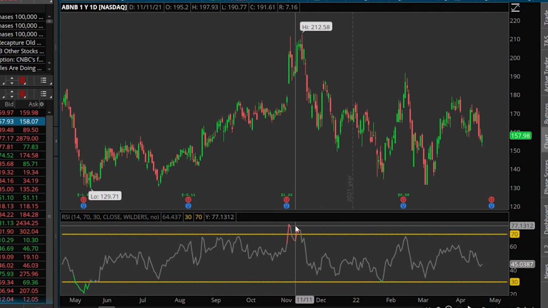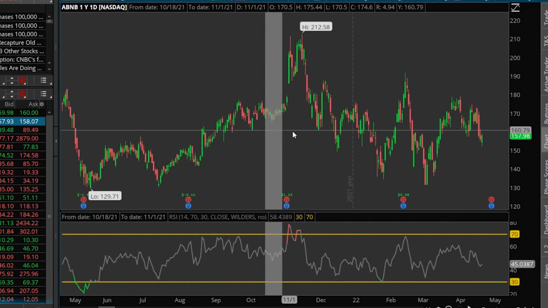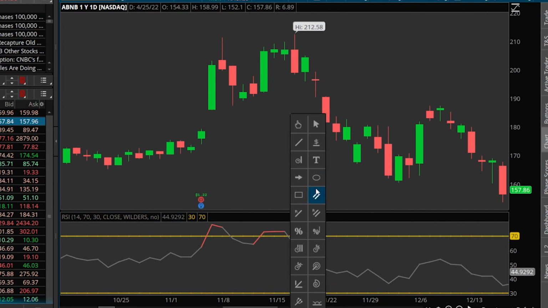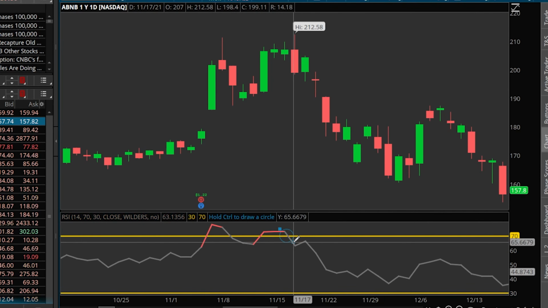This would be a potential indication of a bearish divergence, and zooming in a little bit, our potential sell signal would have been right here on November 16th when it then crossed back below the overbought indication. So if I were to highlight that right here, this would have been our potential sell signal right here on the RSI study.